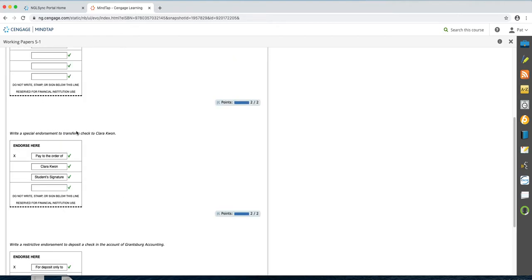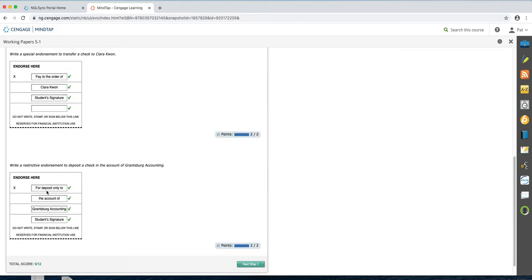So when you see a special endorsement, you're paying to the order of. When you write a restrictive endorsement, it's for deposit only, and then the account of who you are, always ending with your signature. Okay, those are the 3. You can use your notes and your old problems in this book. So it's not that you have to memorize them, so to speak, but you'll get the hang of it.